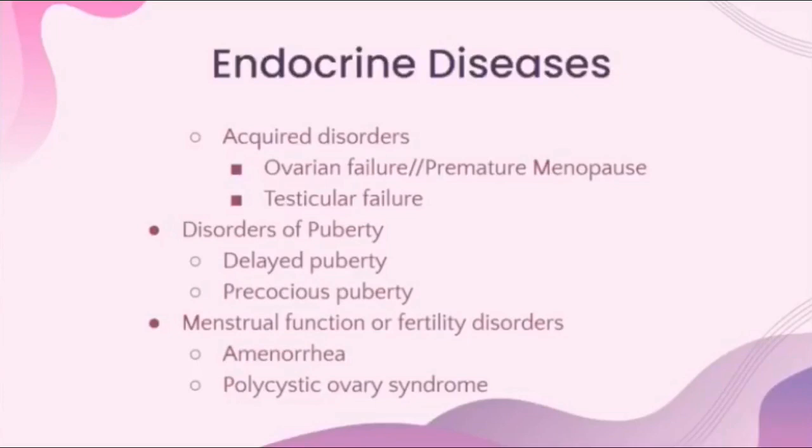Under sex hormone disorders, we have disorders of puberty, delayed or precocious. The menstrual function or fertility disorders, irregular menstrual periods such as amenorrhea or polycystic ovary syndrome.